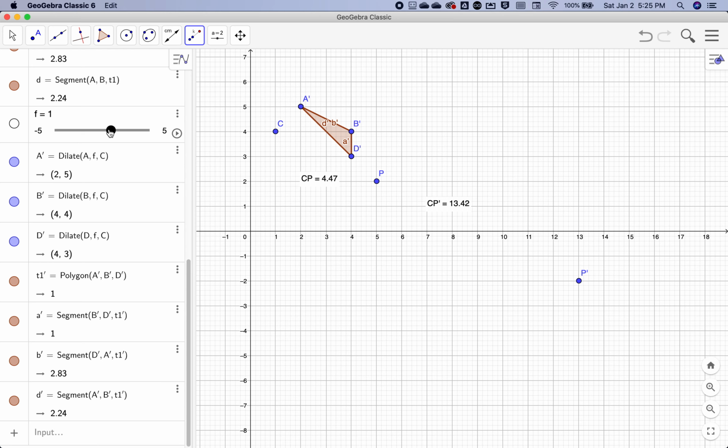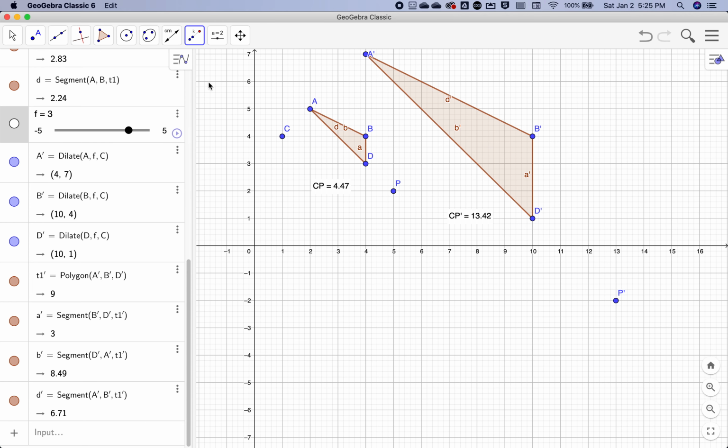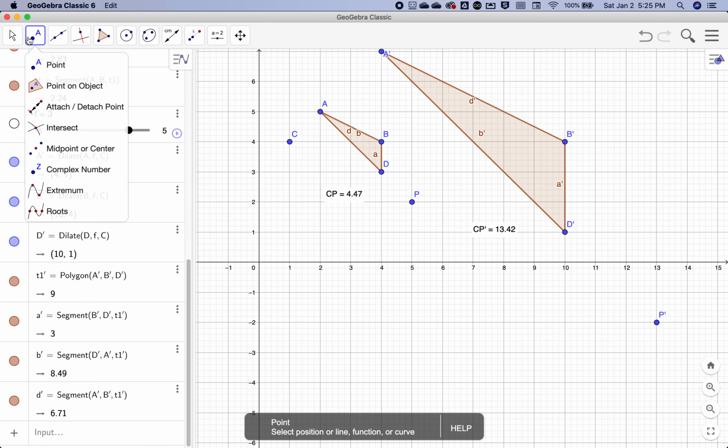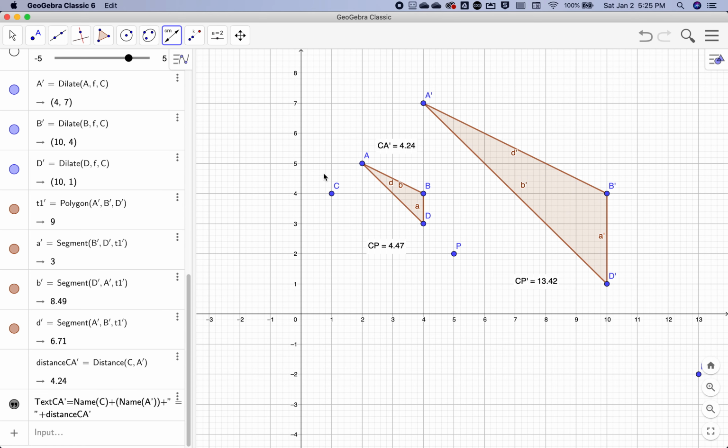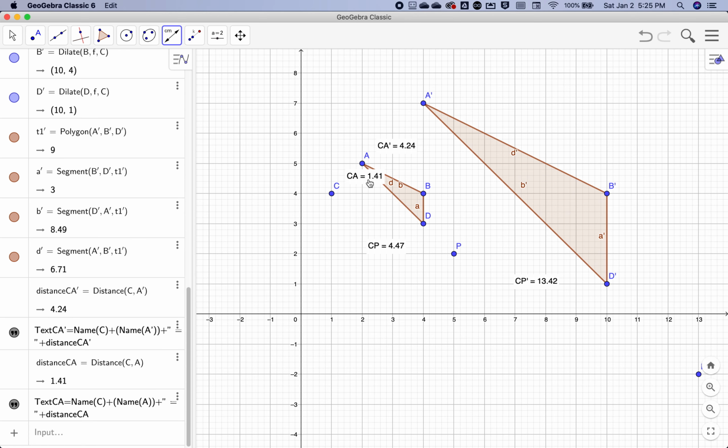So the next step is we're supposed to make the scale factor the same one that we found in B. Well, we found the scale factor from B to be 3, so let's move this. Okay, so let's make this 3. And let's measure the distances like we did before and see how this is affected. Let me center this up a little bit. So the distance from C to A prime is 4.24, and from C to A, 1.41. So yeah, maybe this could have the same ratio.